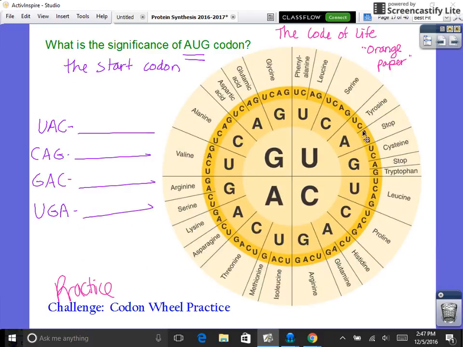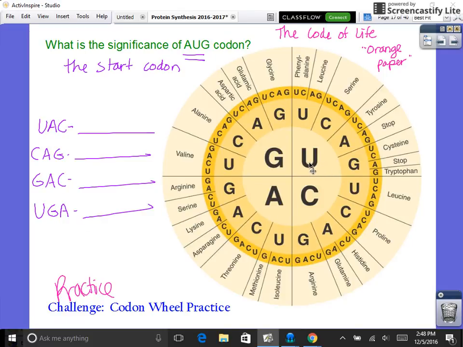This is the codon wheel. If we take a look at the AUG codon, this is how it works. You start in the center, so there's A. The second letter is in the second ring, so A, U, and then G. That is methionine. It's known as the start codon. So you should pause the video now, and try to figure out what these codons code for.